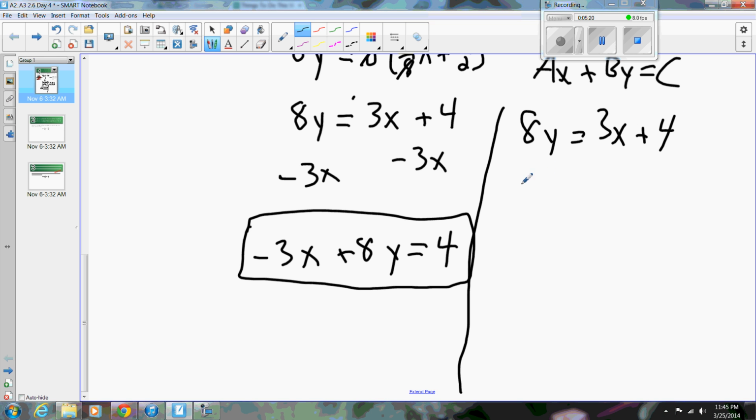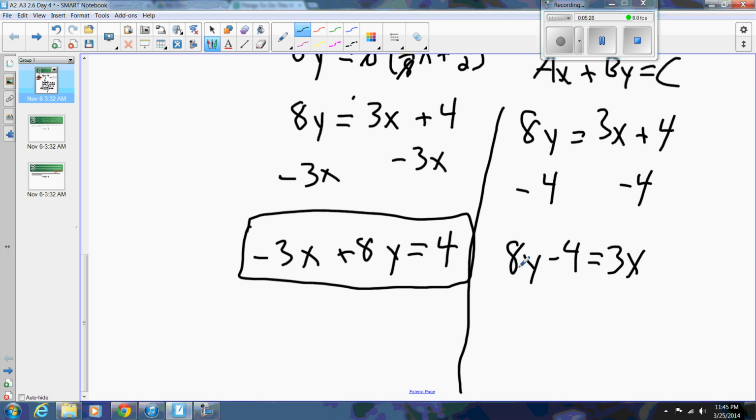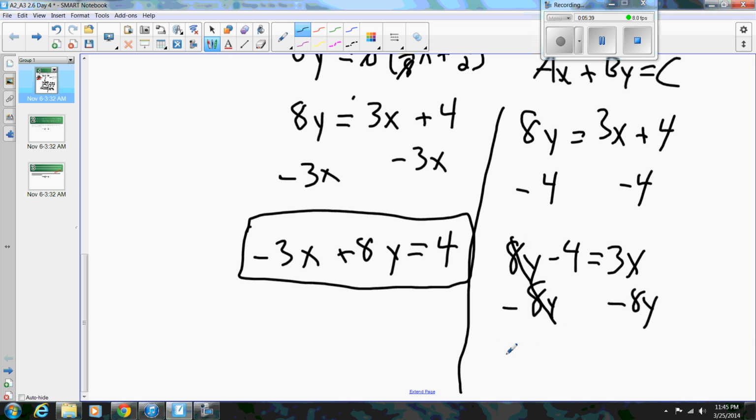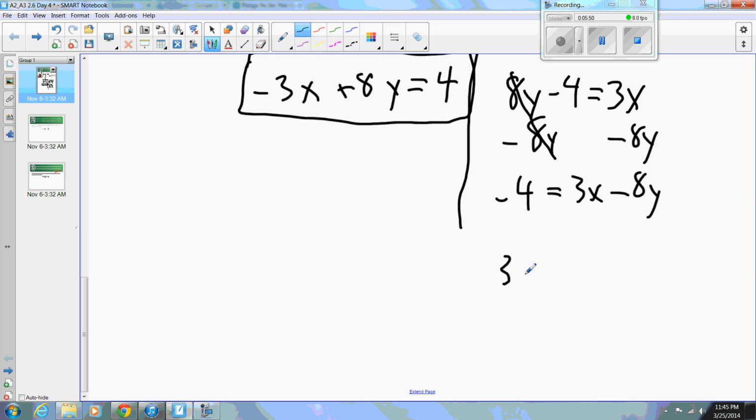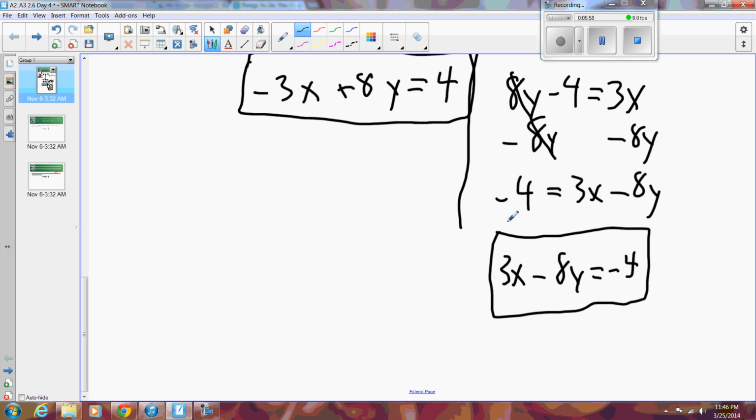If you wanted to subtract 4 from both sides, subtract 4, subtract 4, so make this 8y minus 4 is equal to 3x, and then push the y over to this side, meaning that this would be minus 8y, minus 8y, and then this would add to 0. Negative 4 is equal to 3x minus 8y. And just for clarity, I'm going to rewrite this, I'll just switch the left and right hand sides. 3x minus 8y is equal to negative 4. Both of these equations would apply as final answers here, right?